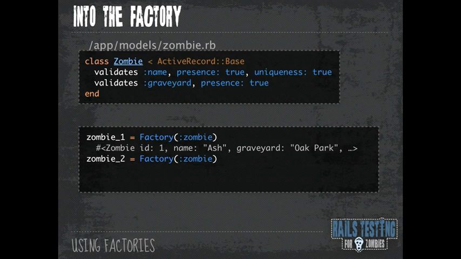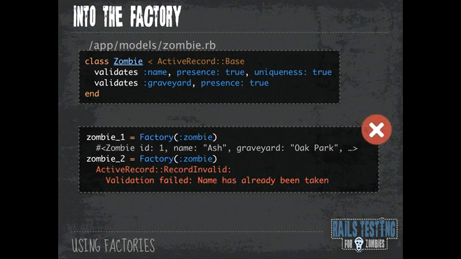If you look closely up at the validations at the top, you see we also have a uniqueness constraint. So in this case, when we call the factory, it's going to instantiate a zombie with a name of Ash and a graveyard of Oak Park, but this time when it goes to save it to the database before returning it to us, it's going to throw an exception and explode. In this case, we get an ActiveRecord::RecordInvalid, because we've got the uniqueness constraint on name. We already created a zombie with a name of Ash. Validations fail.